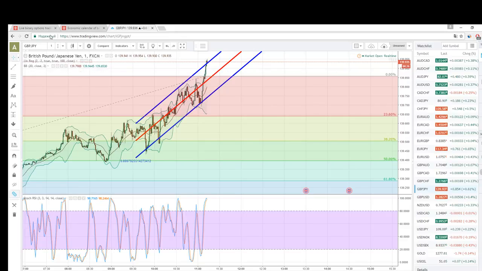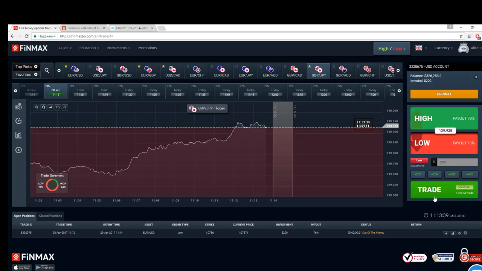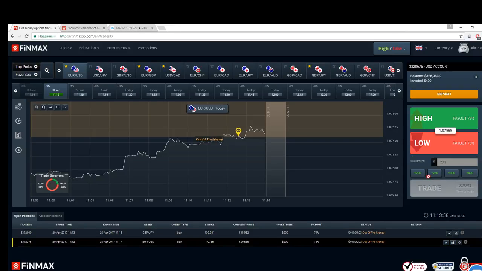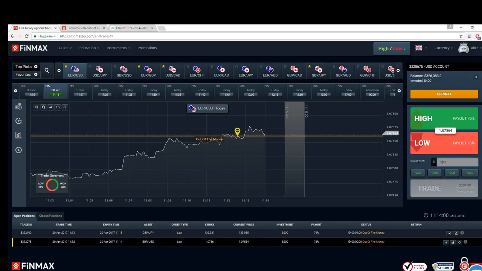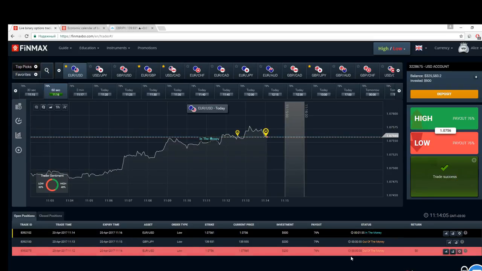Also British pound to Japanese yen. I will enter follow for 60 seconds. And we've entered the second trade.